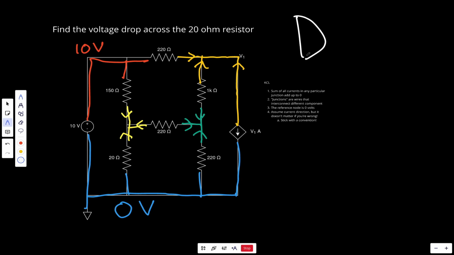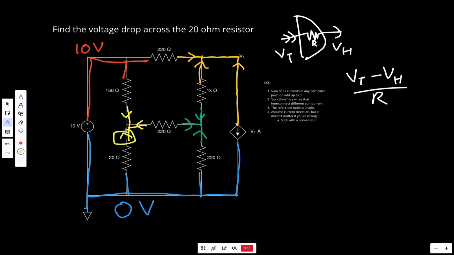I typically assume the equation to look something like this. So over here is a bow and arrow. We have the V tail, we have the V head, and we have the resistor R. Typically, the way I form each term in the nodal equation is V tail minus V head over the resistance. So let's go ahead and do a sample run here. Let's take a look at this one in particular.